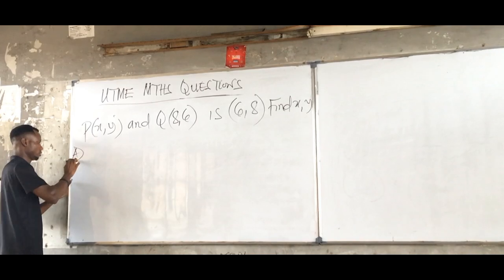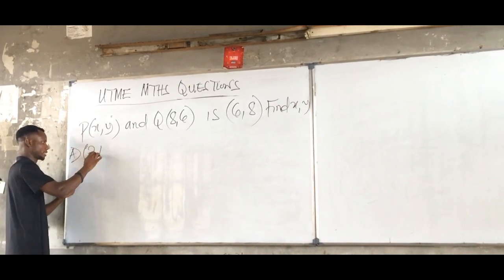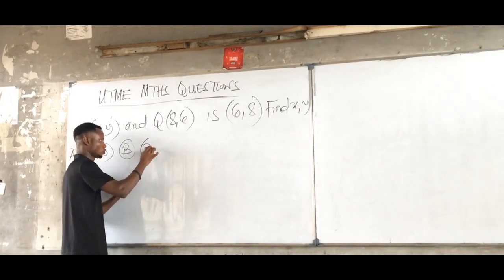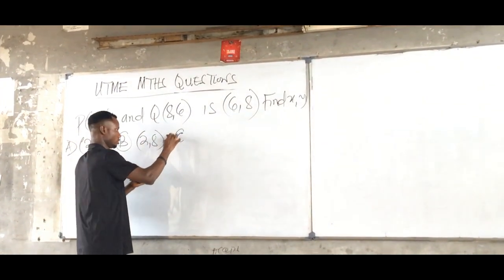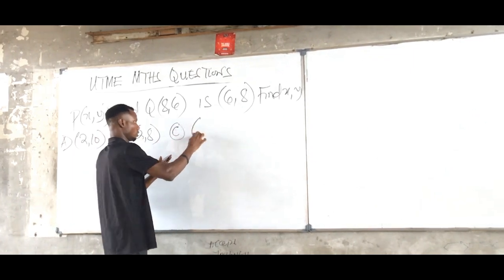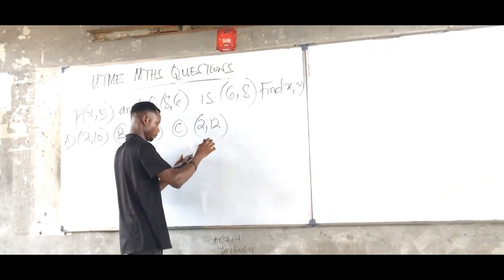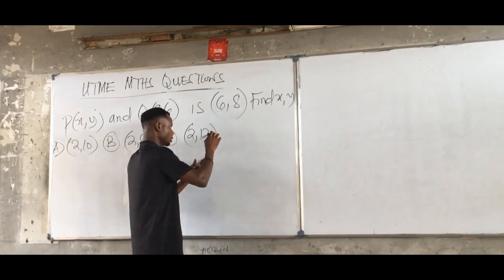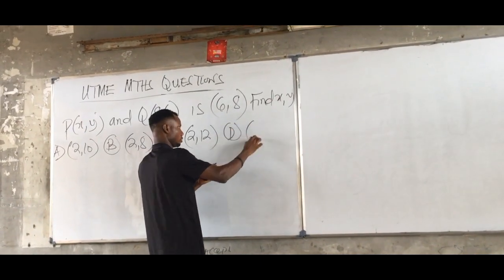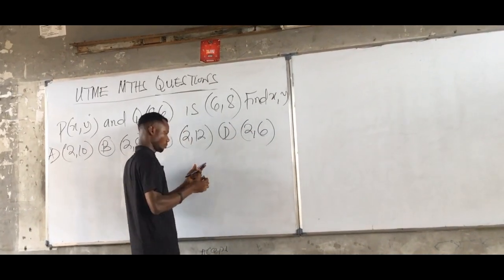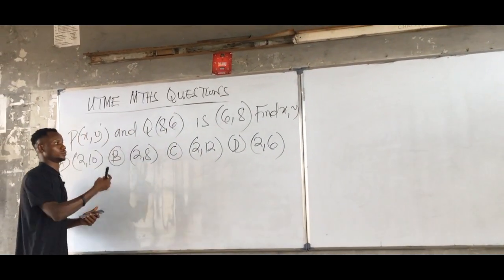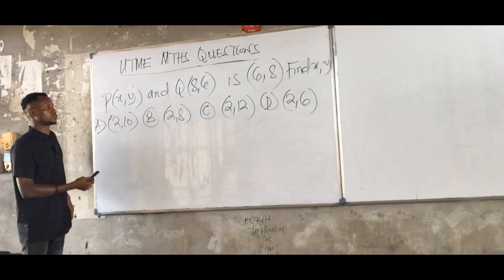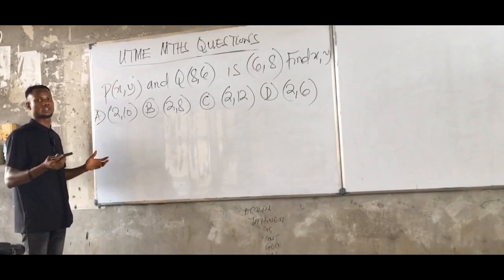They said A, 2, 10; B, 2, 8; C, 2, 12; D, 2, 6. All right. We should not be moved by the options here. Just try to know what the topic is about, and you can solve any question at all.